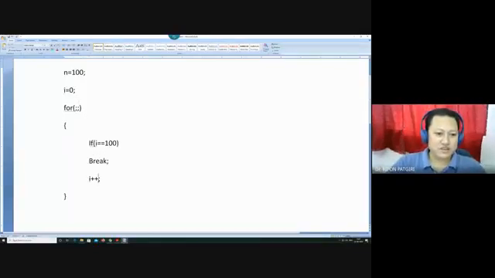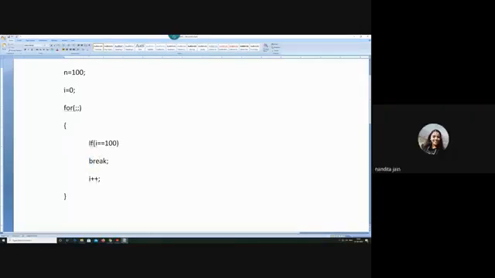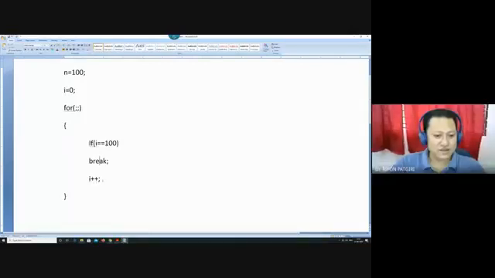So i is equal to 0. It won't check and it will come. If i equals 100, if yes, break. Okay, then i plus plus. Otherwise i plus plus, increment. If i equals 100, then it will break.